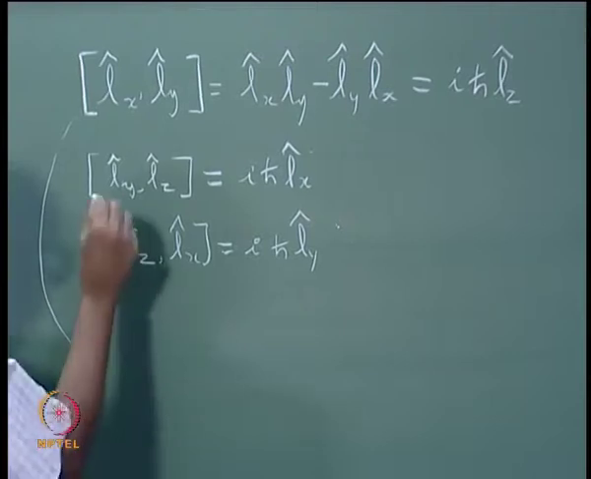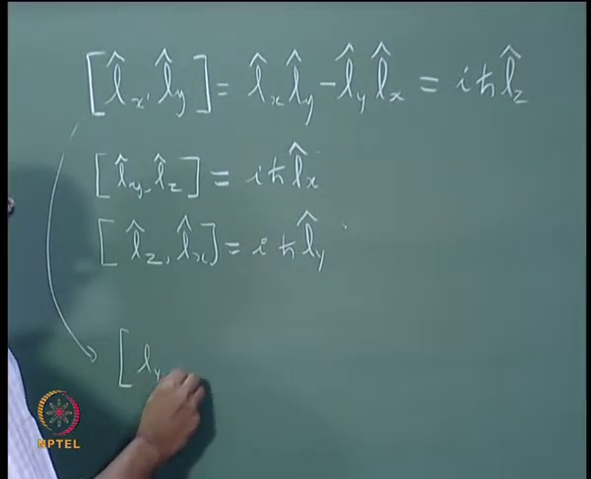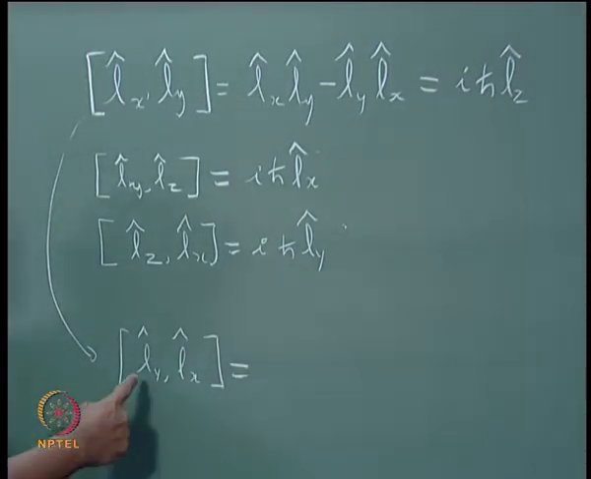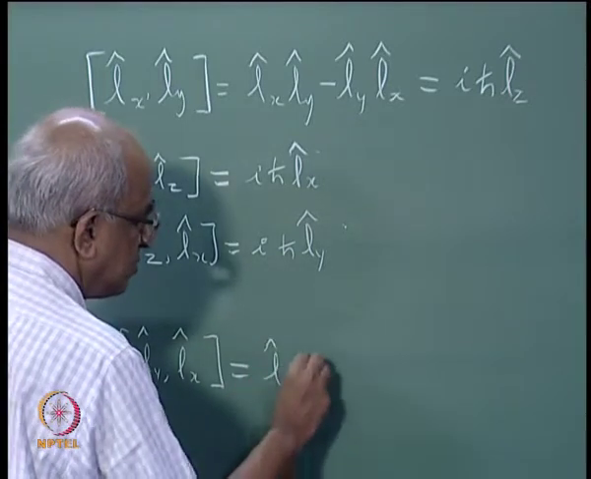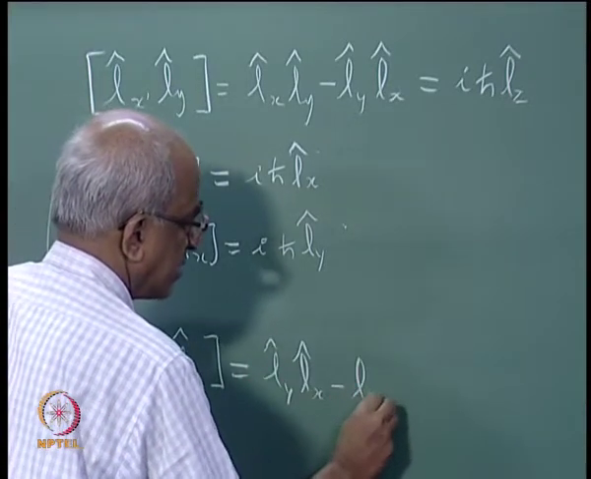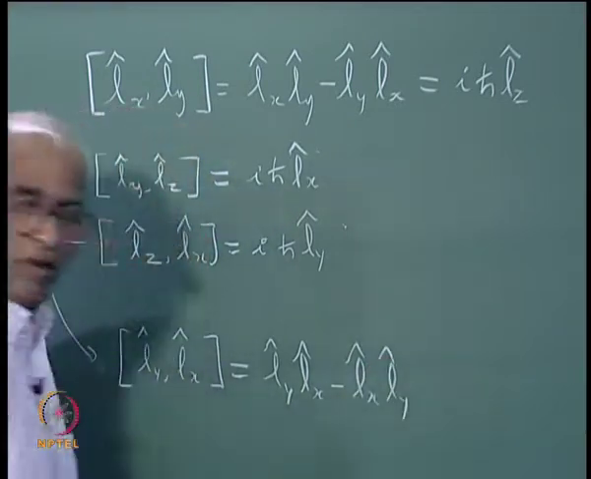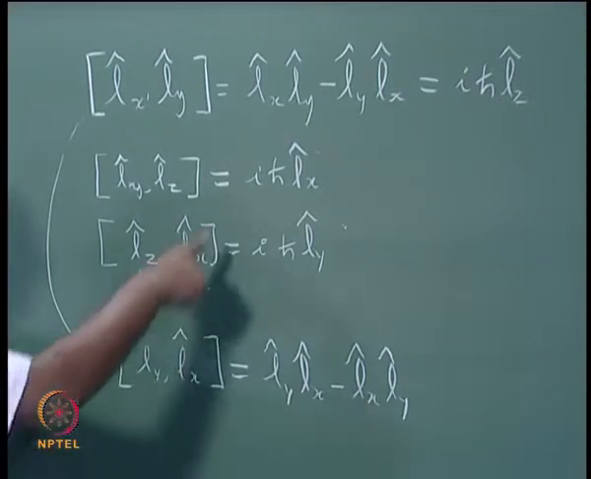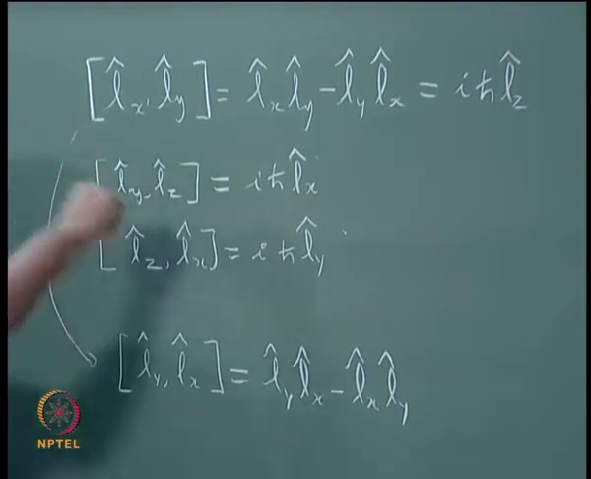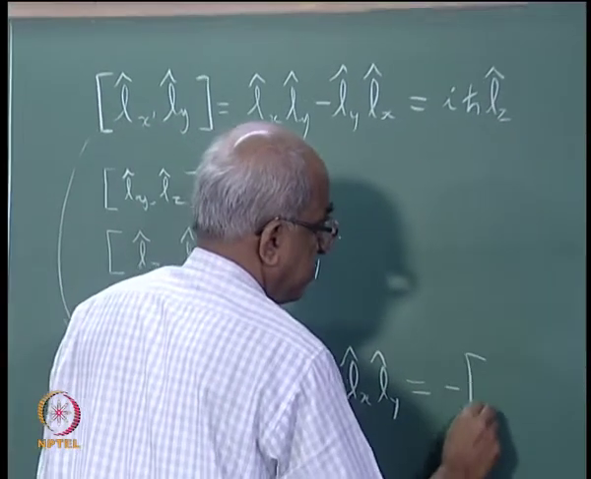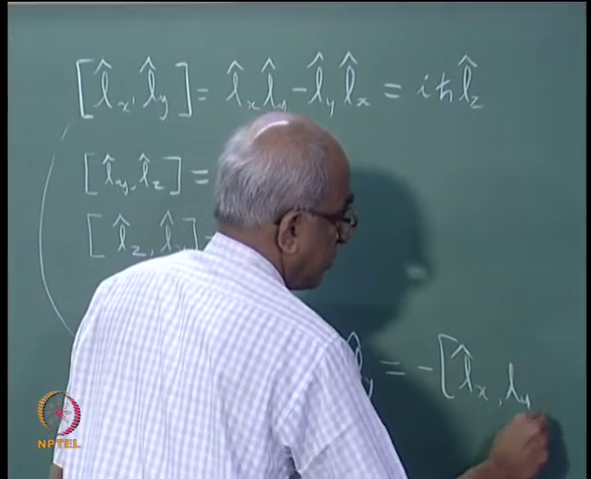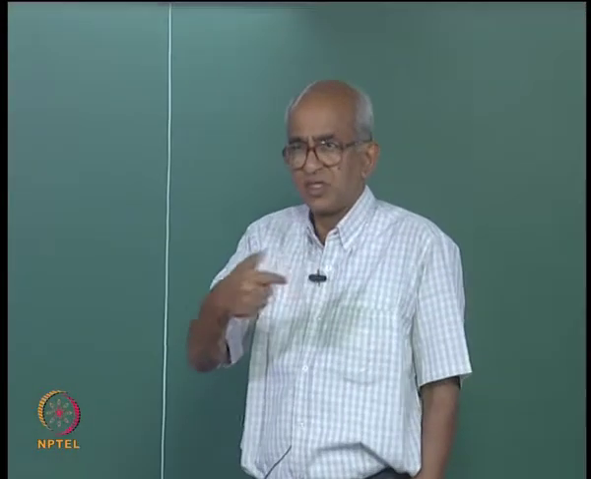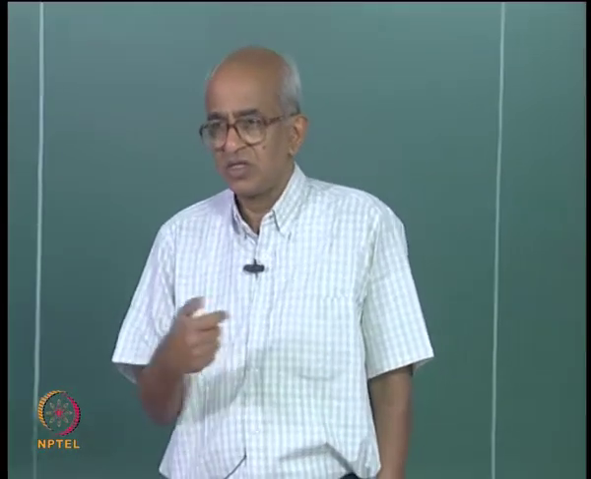if, instead of writing it like this, suppose you had written [Ly, Lx], what would happen? You would have Ly Lx minus Lx Ly. This will be the definition of [Ly, Lx] if you had written like this, and this obviously is the negative of that. So, therefore, the order in which these things are written is very important, because if you interchange the order, the object actually changes sign. So, one has to be careful.